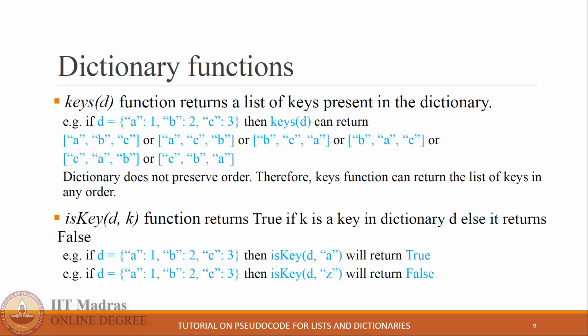isKey D, K function returns true if K is a key in dictionary D, else it returns false. This isKey function checks if a particular key exists in the dictionary or not. If it exists, then it returns true, or else it returns false, as shown in the next two examples. If D is equal to A:1, B:2, C:3, and then if we execute isKey function on this dictionary as isKey D, A, it will return true because A is a key in the given dictionary. Whereas in the second case, if we execute isKey of D, Z, then it will return false because Z is not a key in the given dictionary.